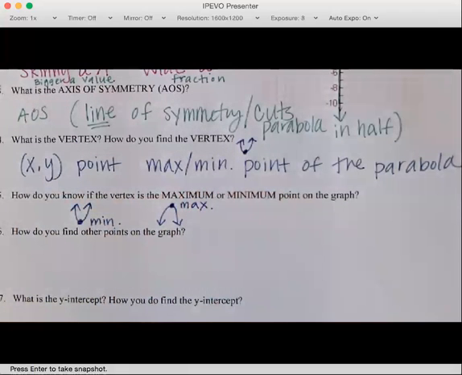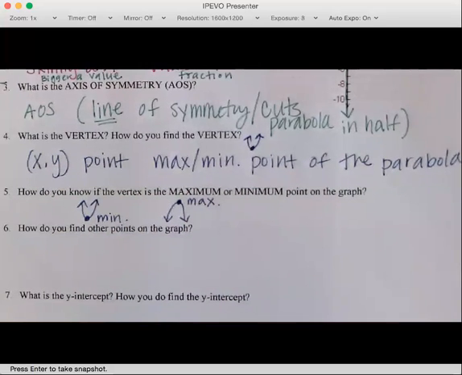So if you think of throwing a ball in the air, this is going to be the maximum point at which the ball is in the air, so the maximum height. This one here, if you think of like a dolphin diving into the water, this is the lowest point that they're going to hit. So how do you find other points on the graph?